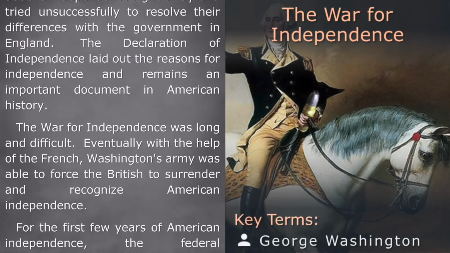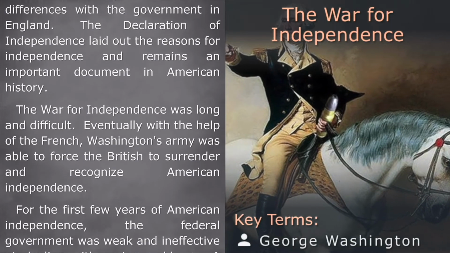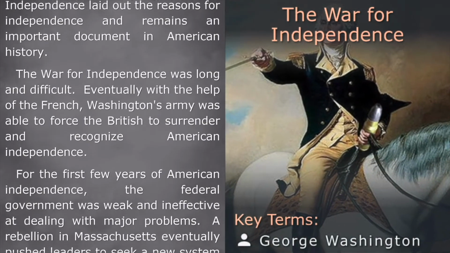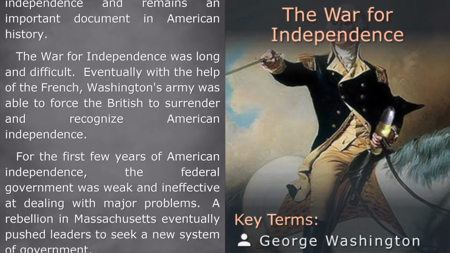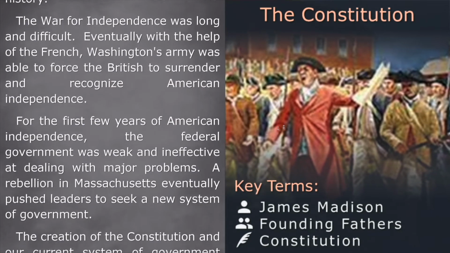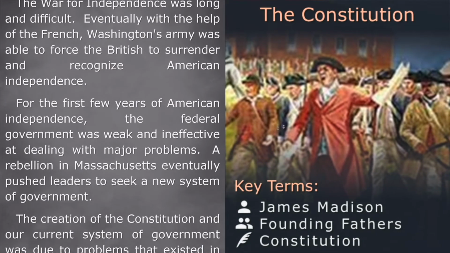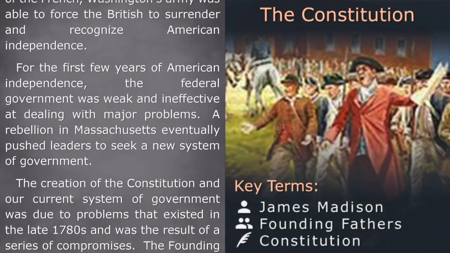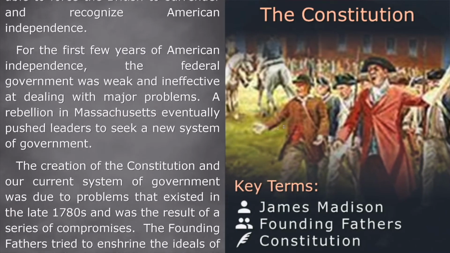The War for Independence was long and difficult. Eventually, with the help of the French, Washington's army was able to force the British to surrender and recognize American independence. For the first few years of American independence, the federal government was weak and ineffective at dealing with major problems. Rebellion in Massachusetts eventually pushed leaders to seek a new system of government.